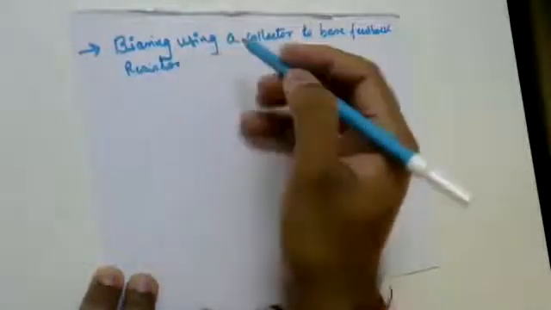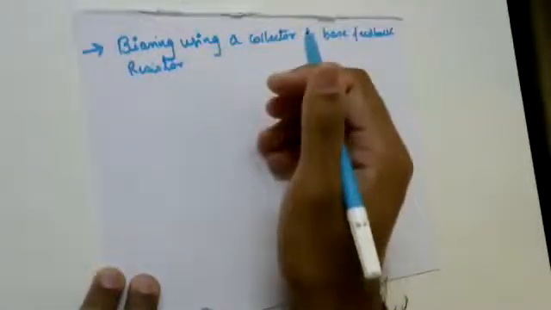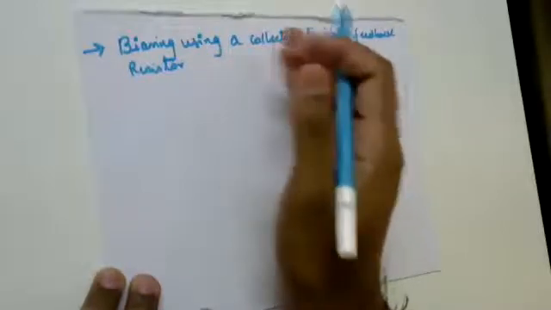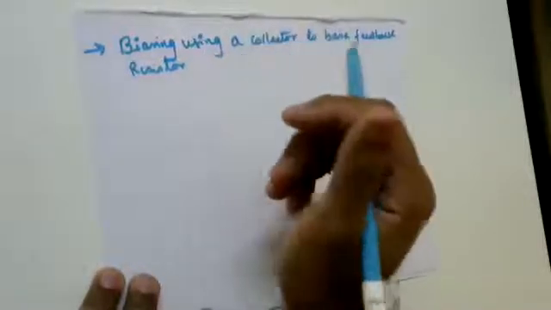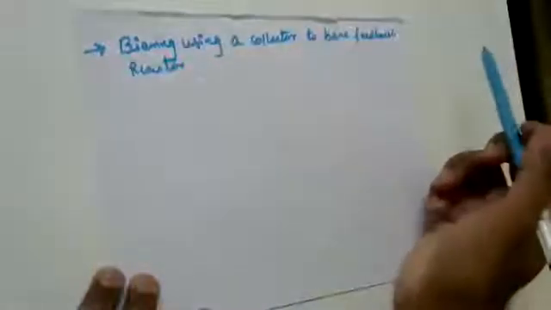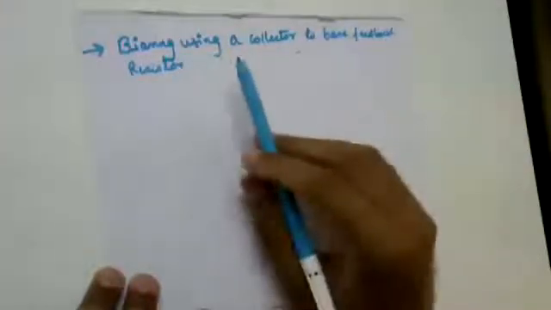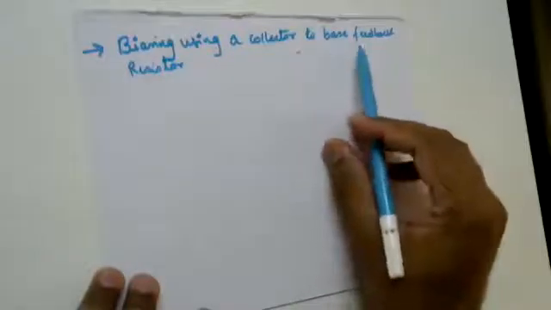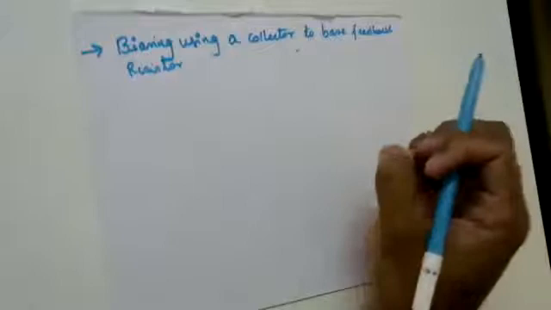So this is the last topic in our Module 1 first section. In our Module 1 we have a total of 4 sections, and we are starting the first section. In the first section we have only these 2 topics. So let me restate the topic: biasing using a collector to base feedback resistor.